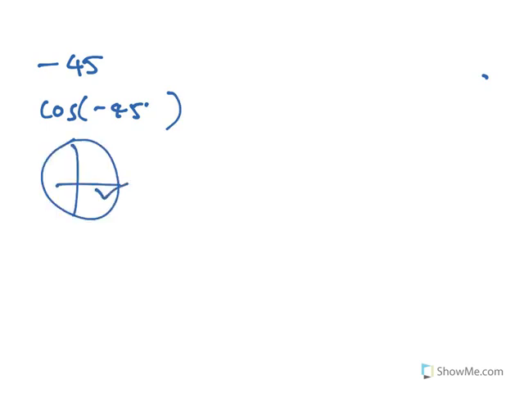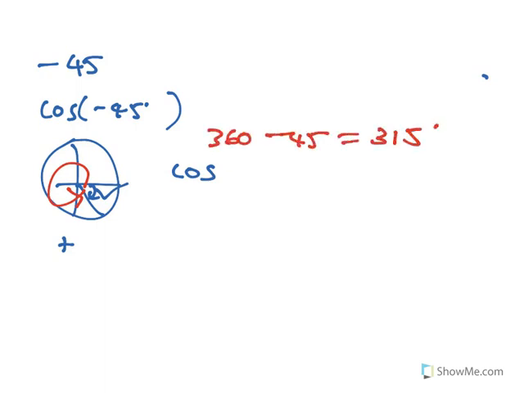If you've got minus 45 and you want the cos of minus 45, that's in that quadrant, and it's going there. So cos is positive in that quadrant. This will be equivalent if you go around the other way, 360 minus 45. So you can simply take 45 away from 360 and you get 315.